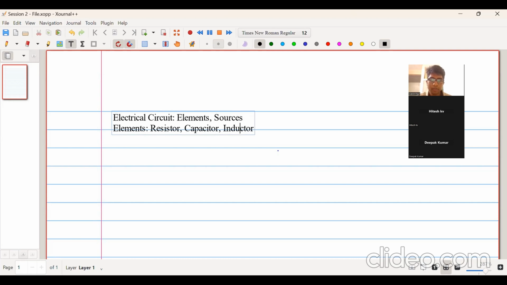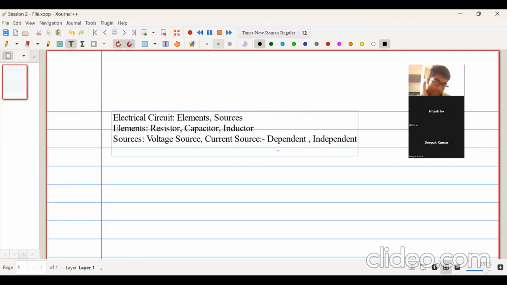Okay, so that's fine. And what are the sources? Voltage sources, current sources. Okay, voltage dependent sources, current dependent voltage sources. So there could be a voltage source, there could be a current source, there could be a dependent current source, dependent or independent voltage source. So like that we can have sources. So an electric circuit consists of elements and sources, and these elements are passive or active.